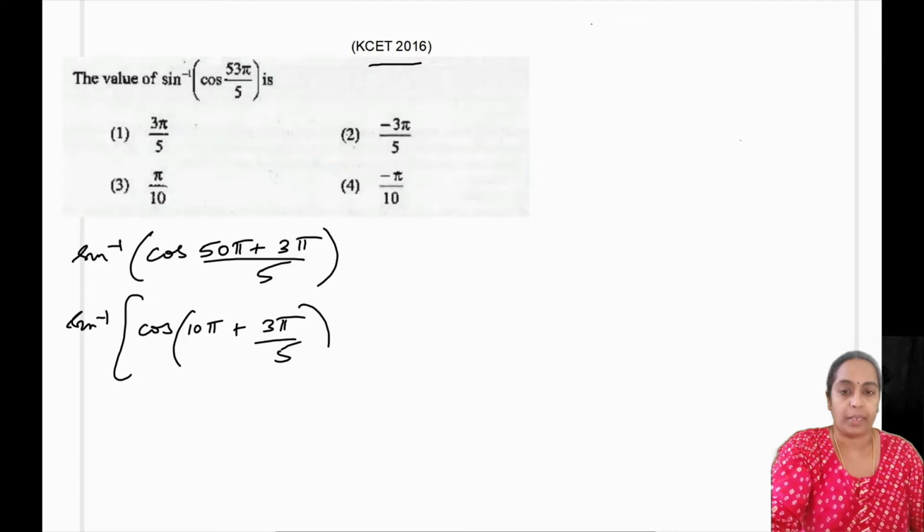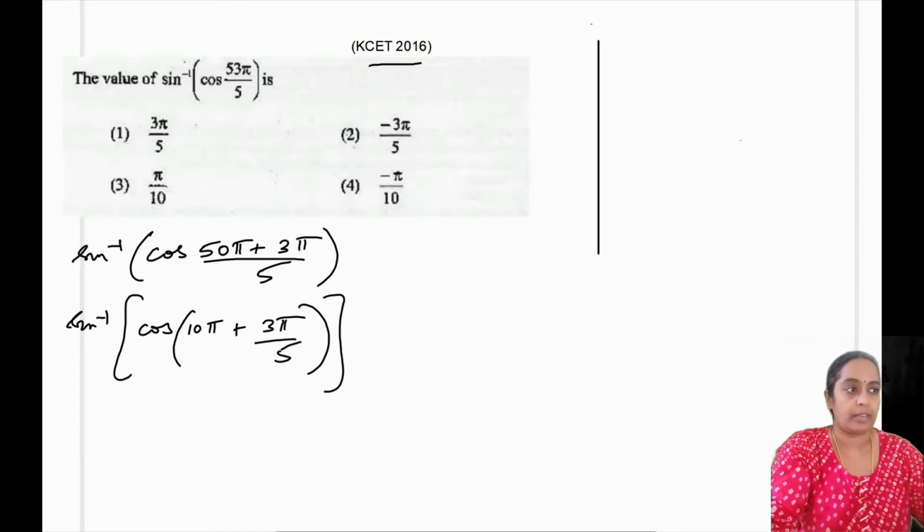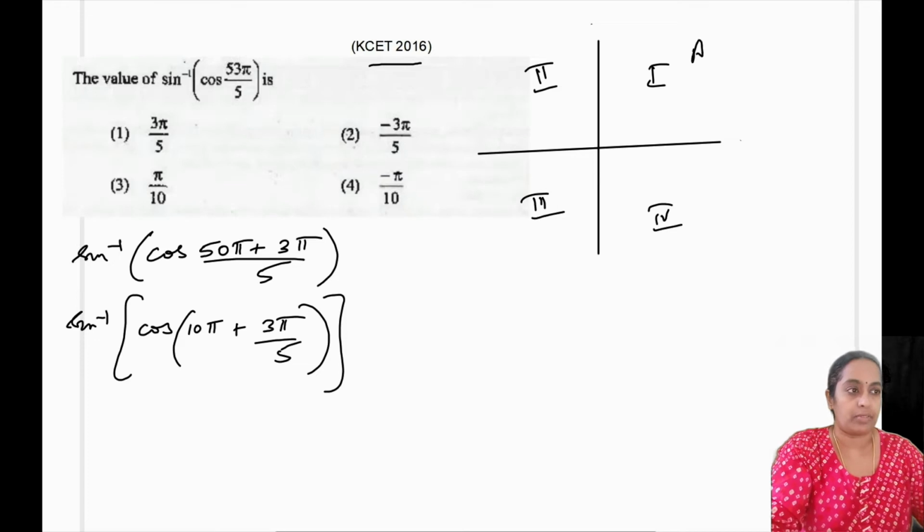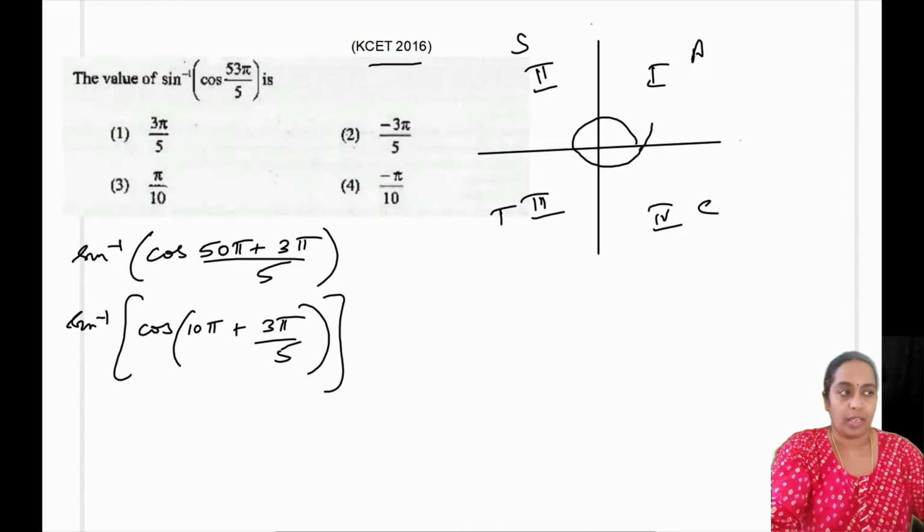50 pi by 5 will be 10 pi. So now we have cos of 10 pi plus 3 pi by 5. Let's see in which quadrant it falls. So we have the quadrants 1, 2, 3, 4. All of us know all positive, sine positive, tan positive, cos positive. So 10 pi plus 3 pi by 5, 10 pi plus theta. So we have 1 pi, 2 pi. So 2 pi will form one cycle, 10 pi will form 5 cycles, plus theta, theta is 3 pi by 5. So again it will fall in the first quadrant.